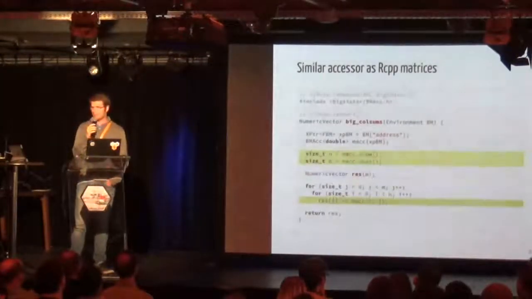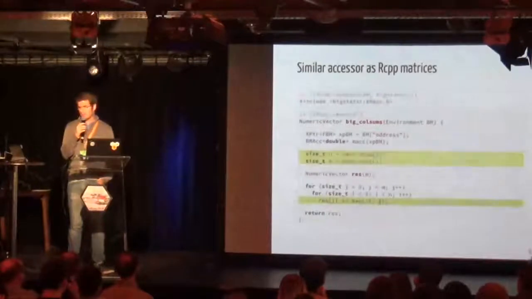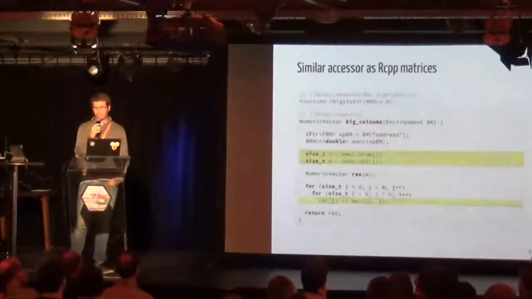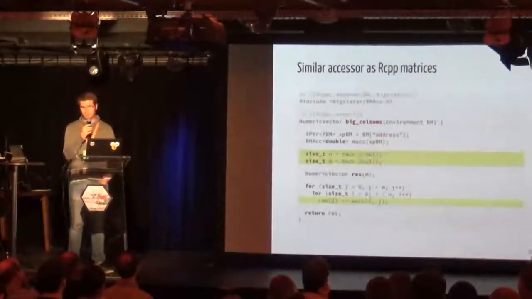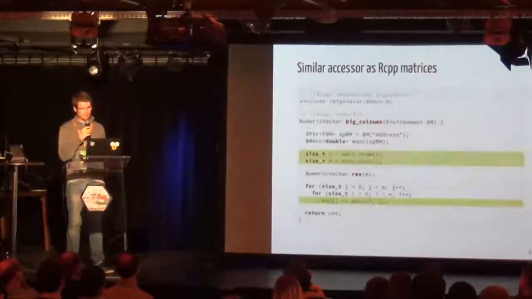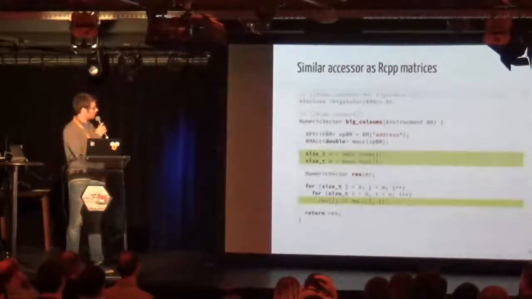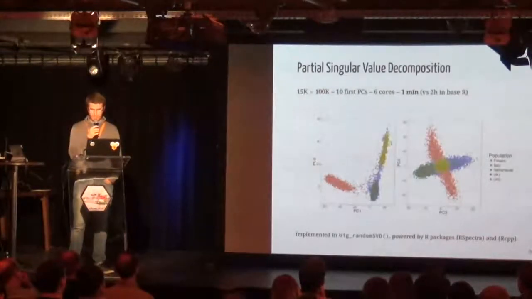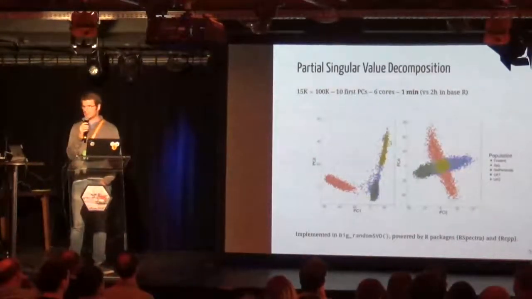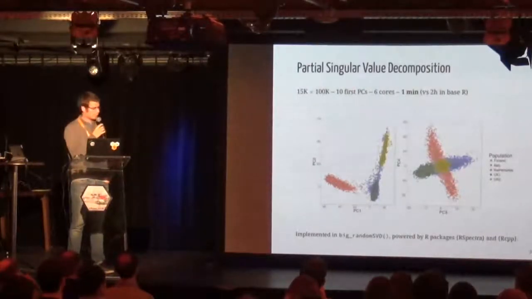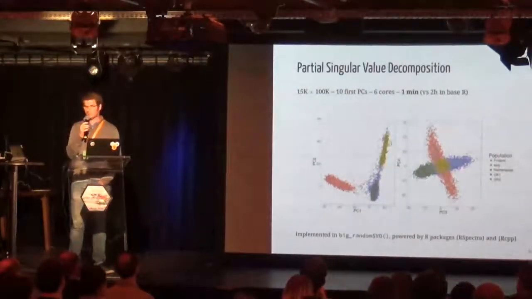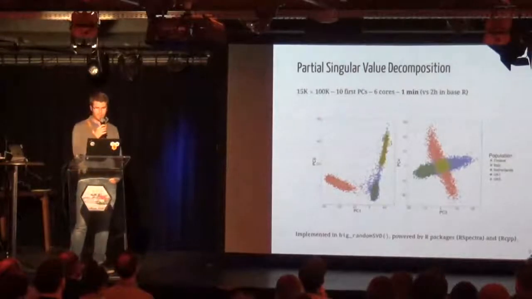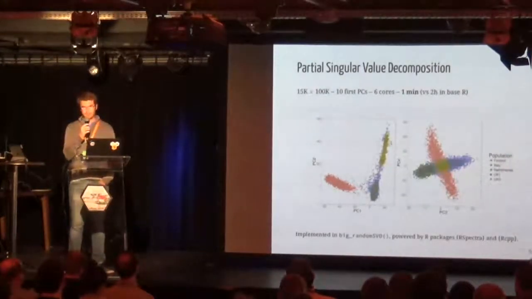And also in Rcpp, you have similar accessors as the standard Rcpp matrices, so that you can implement or convert some of your existing Rcpp code just as easily as adding the 2 first lines of code that are shown there. For example, I used Rcpp and package RSpectra to implement a partial singular value decomposition. For a quite large matrix, if you want to take the 10 first principal components, it takes only 1 minute on my computer, and base R would take like 2 hours.